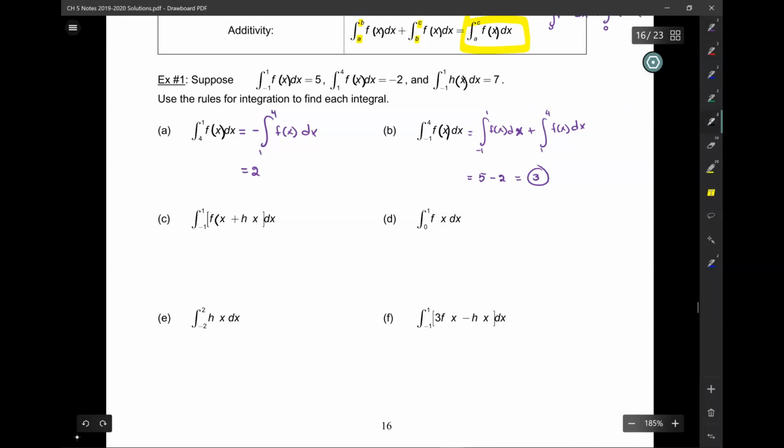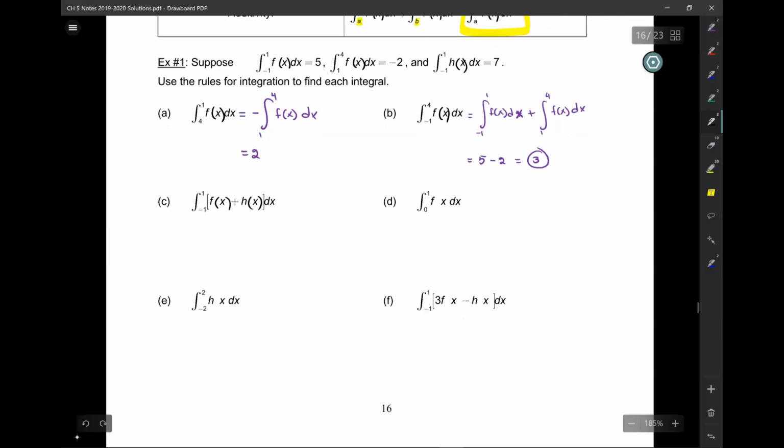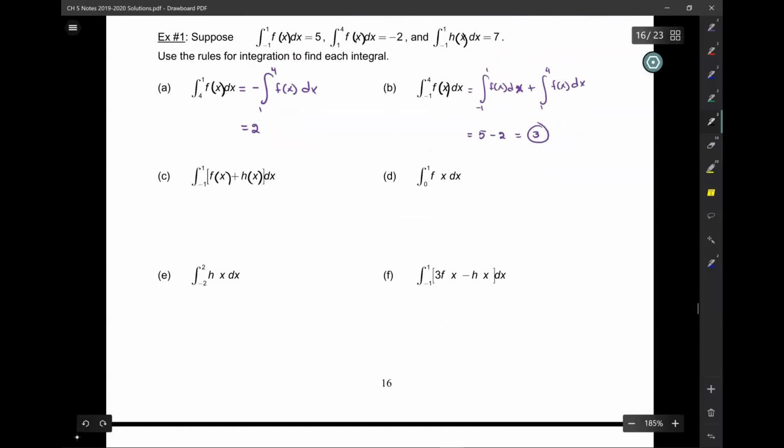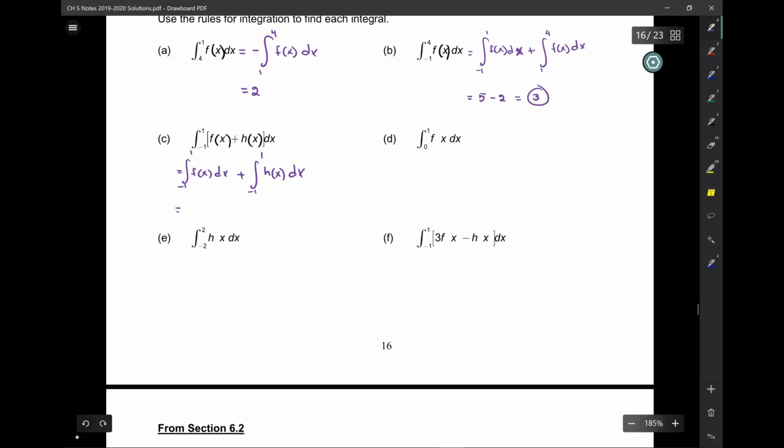Okay, here I have the integral from negative 1 to 1 of f of x plus h of x. So this is like the integral from negative 1 to 1 of f of x dx plus the integral from negative 1 to 1 of h of x dx. So that is 5 plus 7, 12.